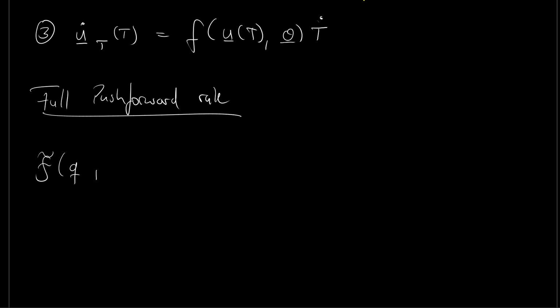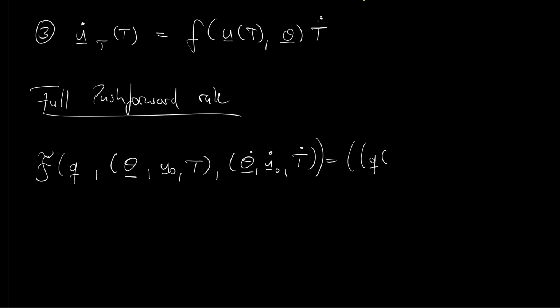And we have primal inputs, which will be a theta vector, an initial condition, so a u0, as well as a final time. And we also have tangents on those, so we have a theta dot, we have a u0 dot, and we have a capital T dot. And then we will get the push forward operation by first computing the primal, so by evaluating q at theta, u0, and capital T.